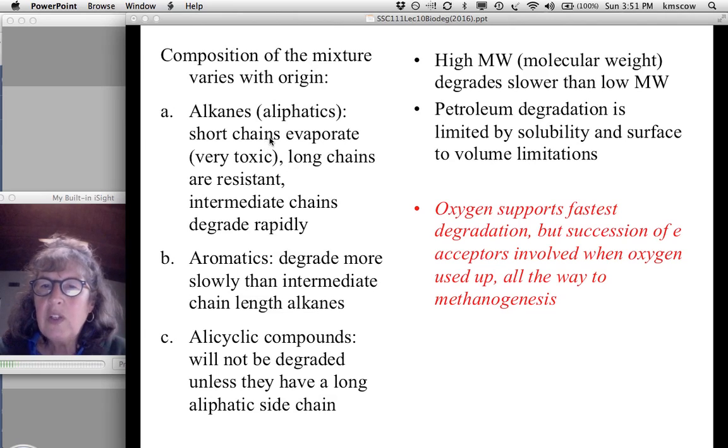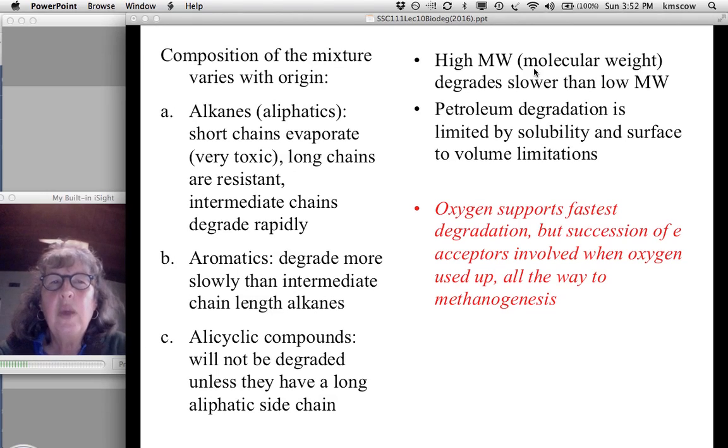And the really short chain ones are really volatile and often will just evaporate right away when there's an oil spill. And the really long chain ones are ones that are going to hang around a long, long time, and they're difficult to degrade, whereas the intermediate chain length ones are the ones that degrade most rapidly. Aromatics are another important component of petroleum and actually degrade more slowly than the alkanes, but they're going to be both together in mixtures. And then also there's alicyclic compounds that we will not go into much detail on.